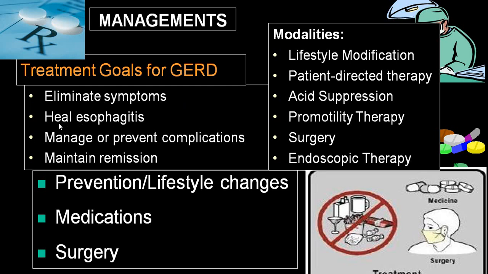Always see that the esophagus does not develop damage, and you should decrease the chance of complications, or what we call prevention of complications, and maintain them in remission. This is a must. So prevention, lifestyle changes, medication, followed by surgery. So the most important part first is lifestyle changes.